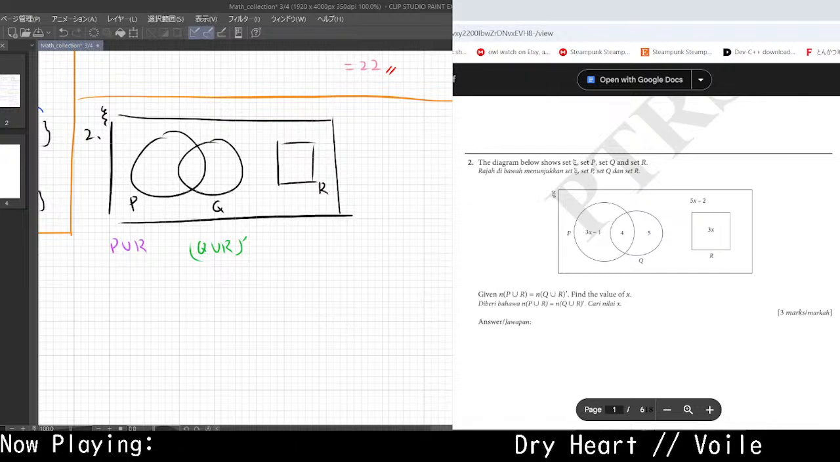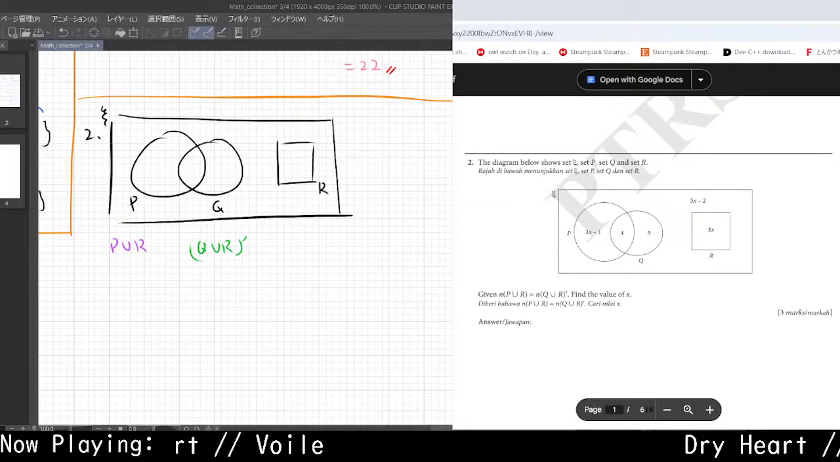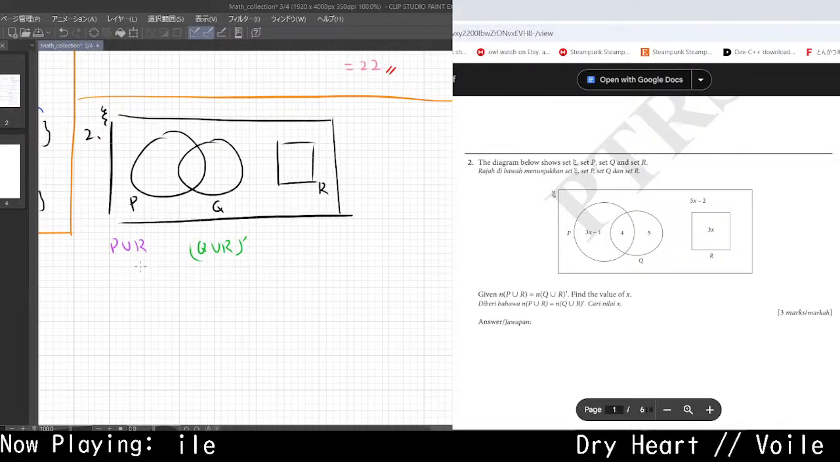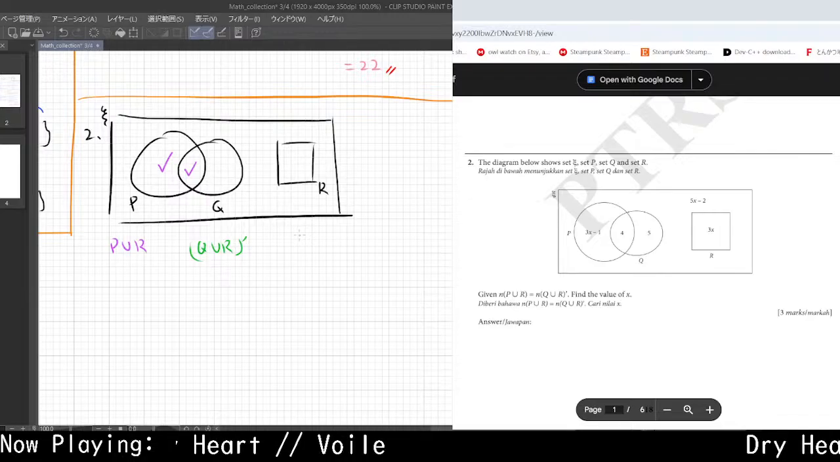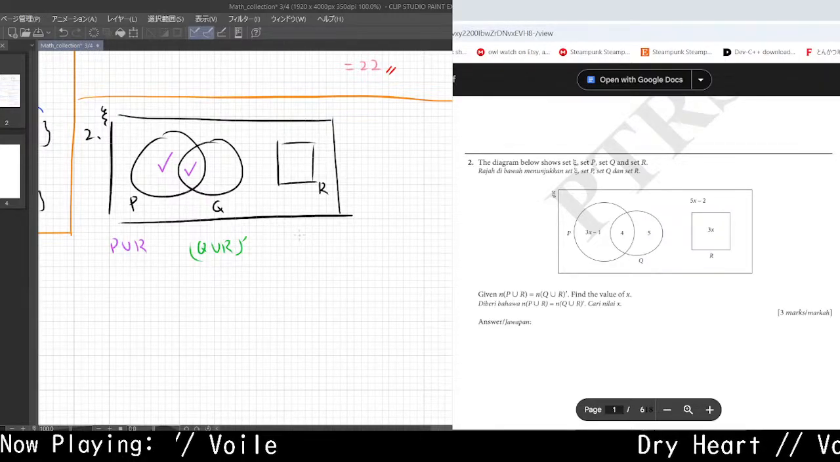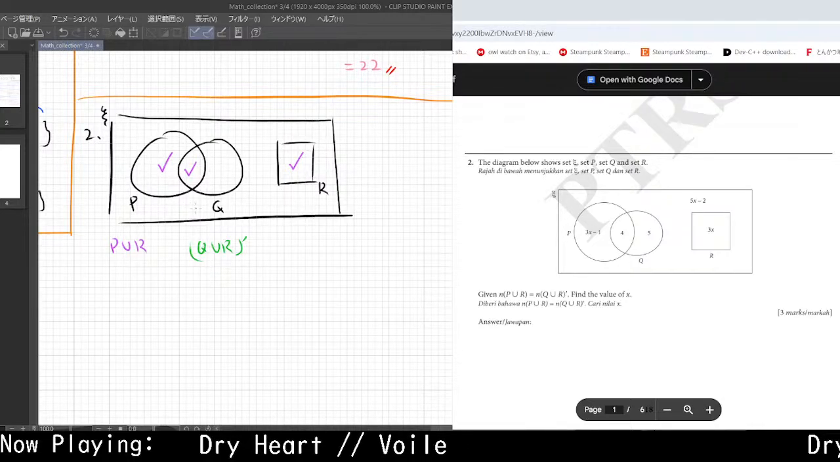So let's take a look at where they are. P union R means you take everything from P and R. Therefore, for P union R, this portion yes inside P, this portion yes inside P. It's also inside Q, but it doesn't matter as long as it's in one of the sets. Then we just take it. R is only a singular set over here, yes, we need it. Take it. So these three portions will be P, Q, and R.